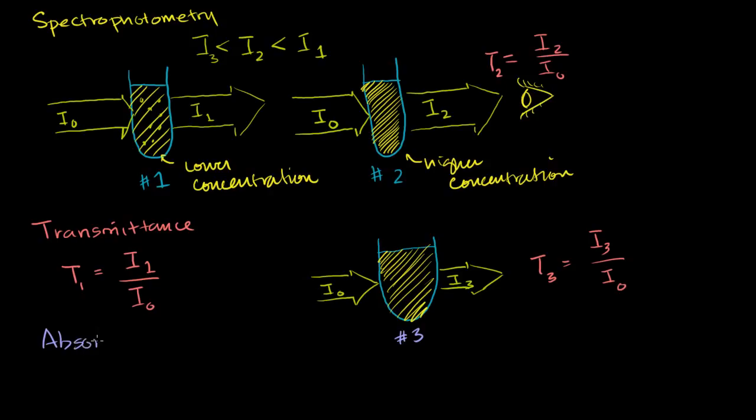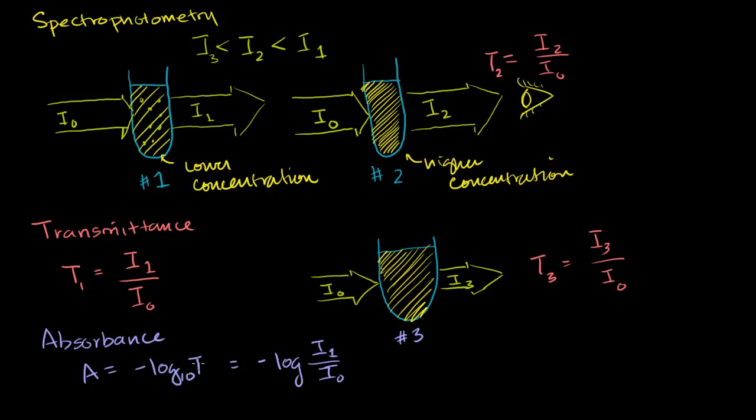So absorbance is defined as the negative log of transmittance. And this logarithm is base 10. Or you could view that, if the transmittance we've already defined, as the negative log of the light that is transmitted over the light that is input. But the easiest way is the negative log of the transmittance.